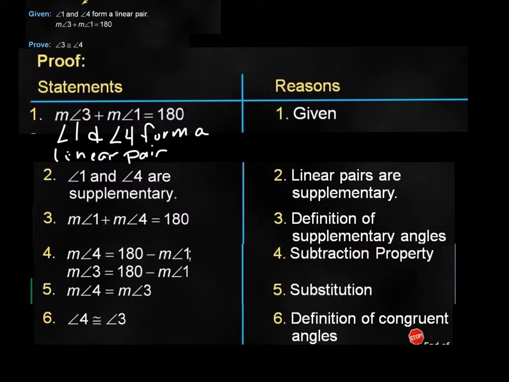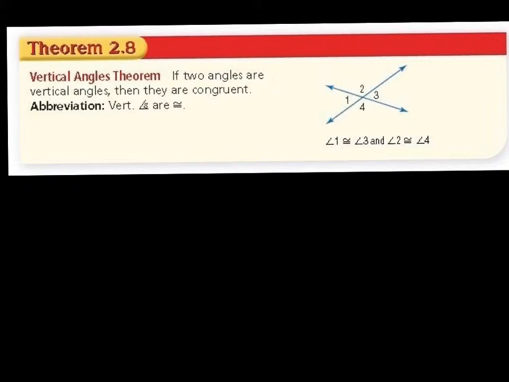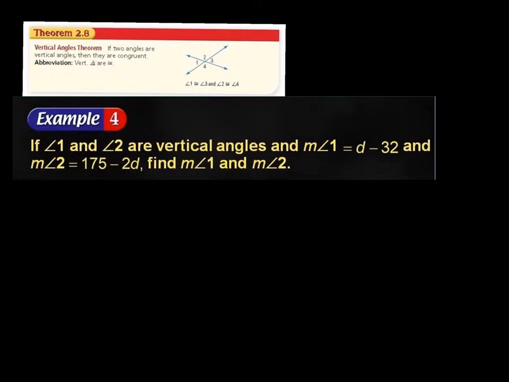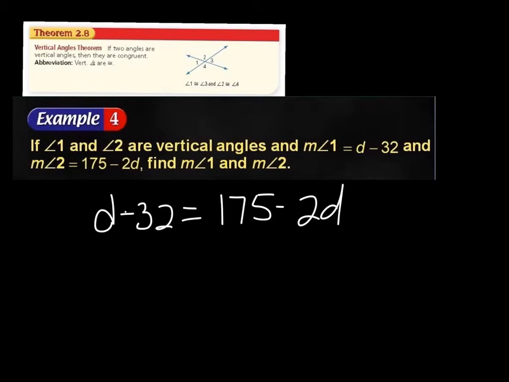Definition of congruent angles. We did a quick informal proof of the vertical angles theorem in the beginning of the video. If two angles are vertical angles, then they are congruent, and it's abbreviated VERT angles are congruent. If angle 1 and angle 2 are vertical angles, the measure of angle 1 equals d minus 32, and the measure of angle 2 equals 175 minus 2d. Find the measure of angle 1 and angle 2.